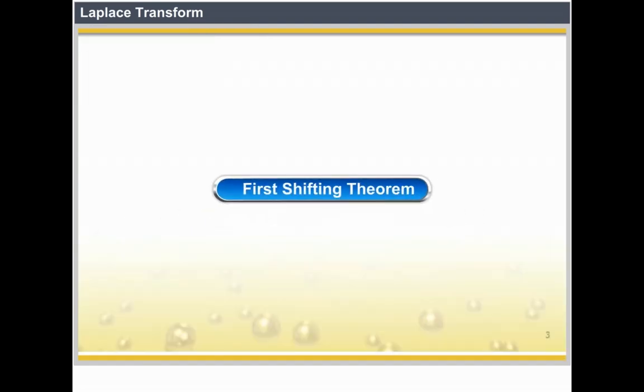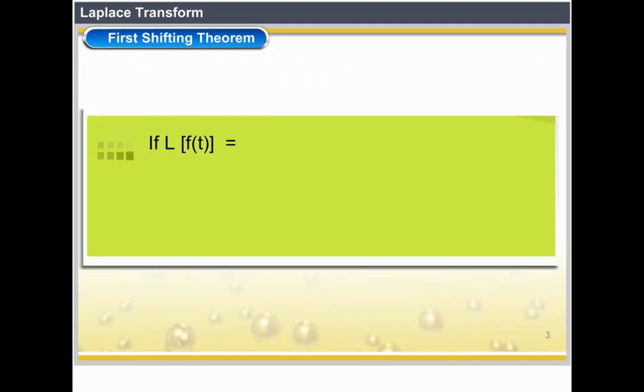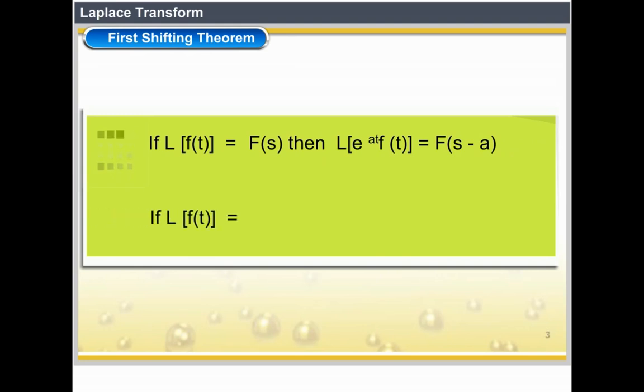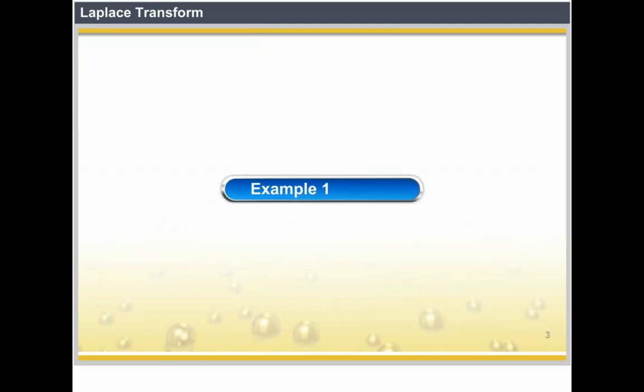First shifting theorem. If L of f of t equal to capital F of s, then L of e power at into f of t equal to F of s minus a. That means capital F of s minus a. If L of f of t equal to capital F of s, then L of e power minus at into f of t equal to capital F of s plus a. Example 1.